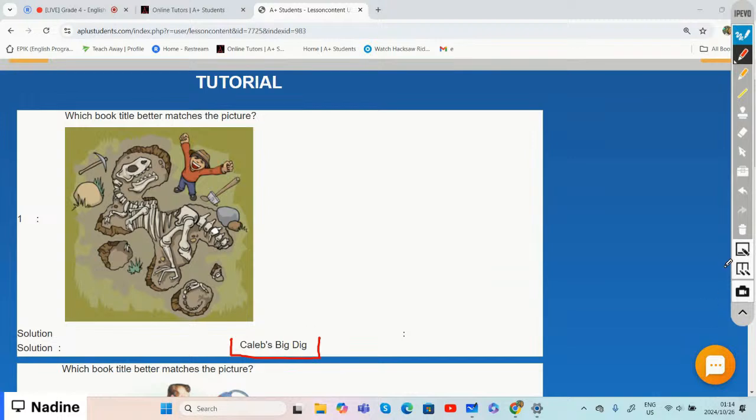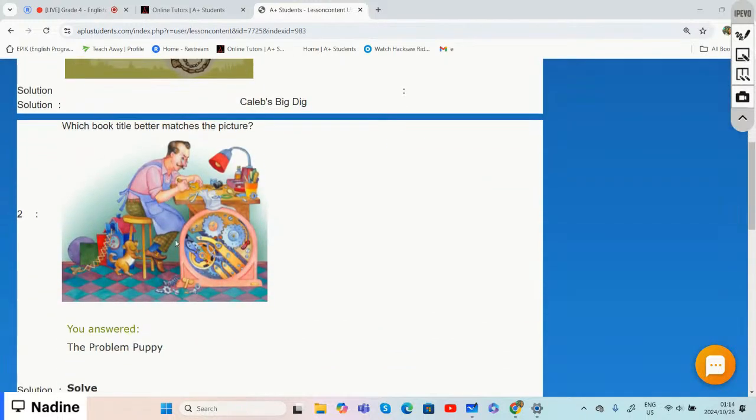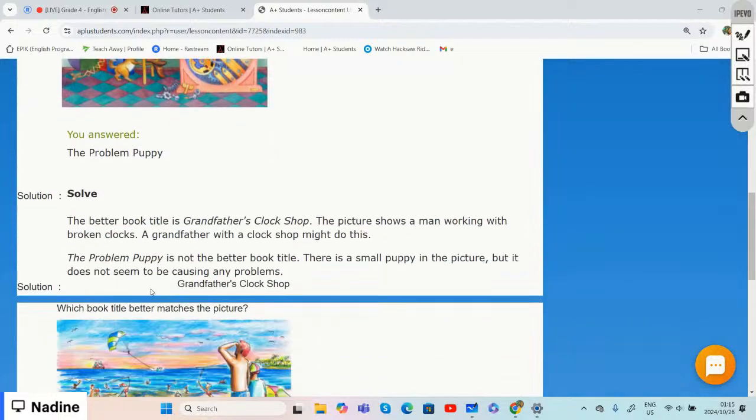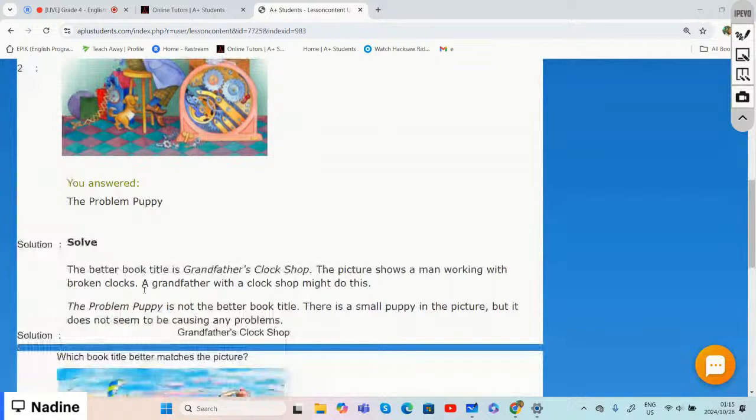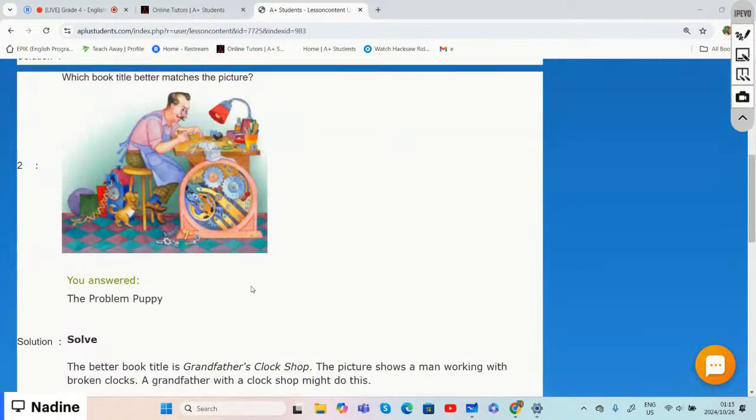All right. The next one says, if we look at the picture, which book title best matches the picture? Do we say it is The Problem Puppy or Grandfather's Clock Shop? Grandfather's Clock Shop or The Problem Puppy?